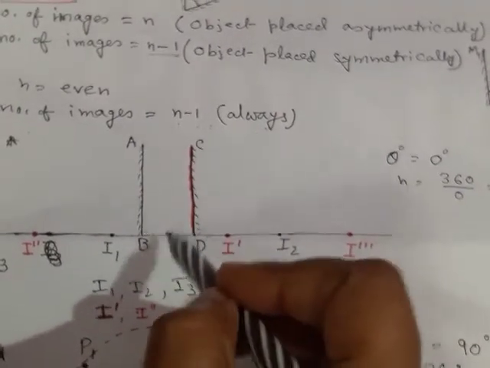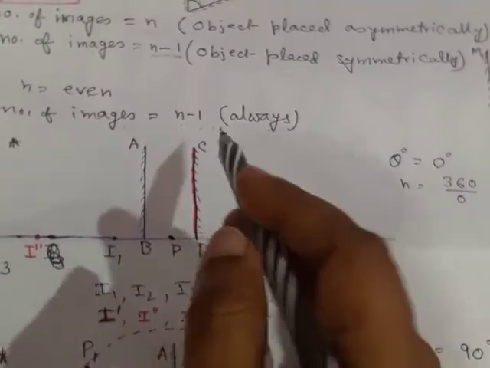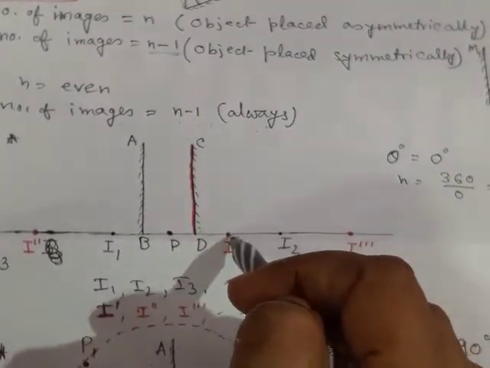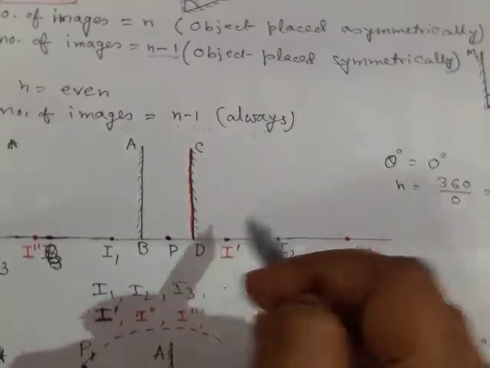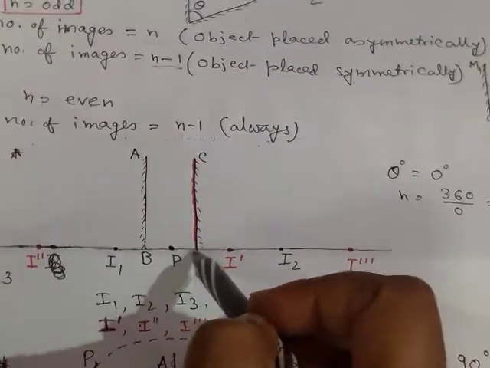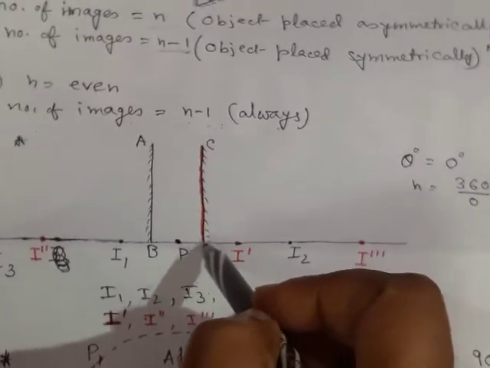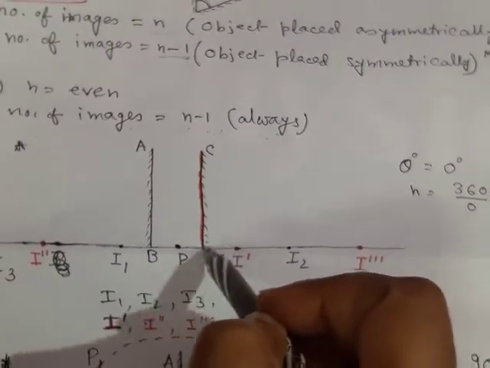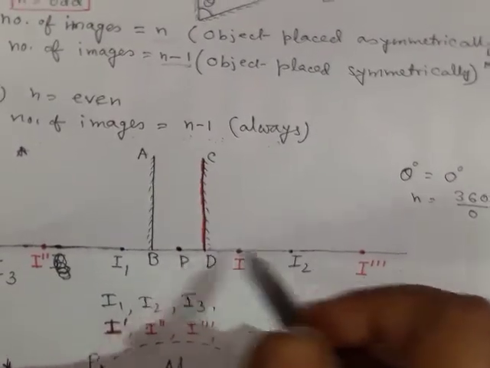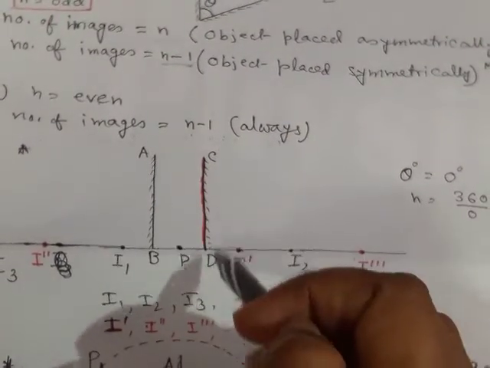Because we know if any object is placed in front of a mirror, then behind the mirror there will be formation of its image, and the distance of the image will be equal to the distance of the object. Here this distance is equal to that distance, so I dash is the image of P that is formed by the reflection with CD.